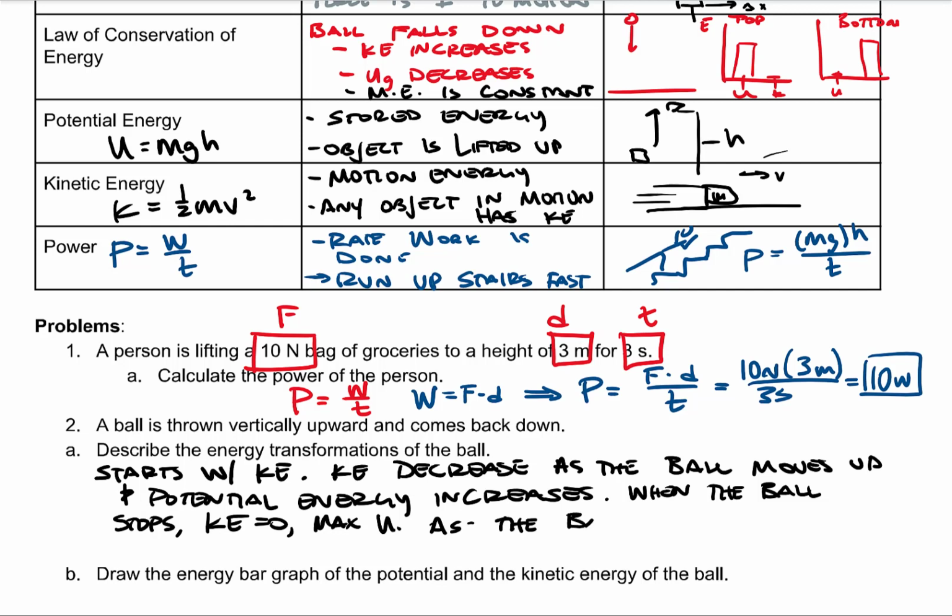As the ball falls, kinetic energy increases because the ball is speeding up. Potential energy decreases.